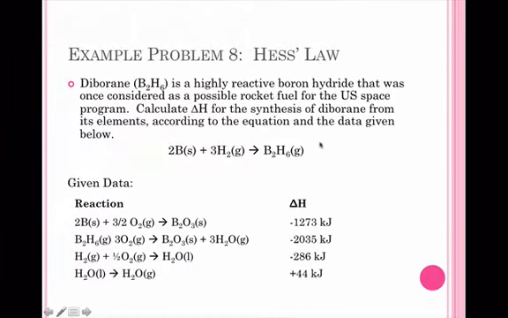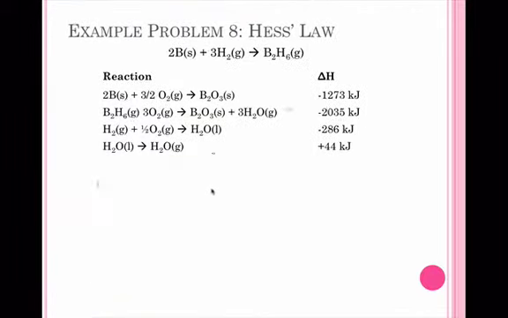Okay, so here's an example that's a little more complicated. They've given us our target reaction right here, and that's what we're trying to calculate the delta H for. We have our 4 different reactions, and these are the ones we're going to manipulate in order to achieve our target reaction. So I'm going to go to this next slide and give myself a little more room.